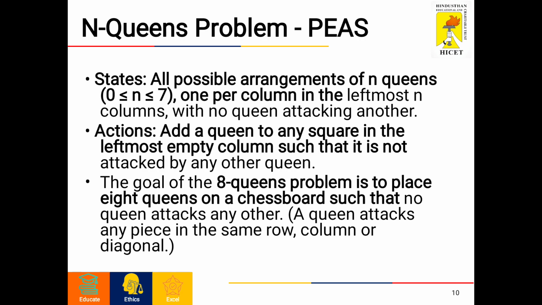The N-Queens problem framework, in which the key components like states, actions, and goal are described in this slide. State is nothing but all possible arrangements of N queens, one per column in the leftmost N columns, with no attacking queens to be placed. Actions: we need to add a queen in any square in the leftmost empty column such that it should not be attacked by another queen. The goal is very simple: we have to place all the 8 queens on the chessboard so that no 2 queens attack each other.